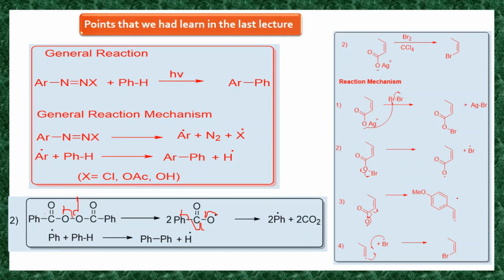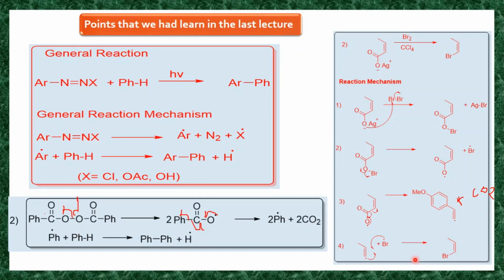So here, plus CO2 from decarboxylation. Then the next step is this vinyl radical reacts with the Br radical generated in step 2, and simply you will get this vinyl compound, vinyl bromide.